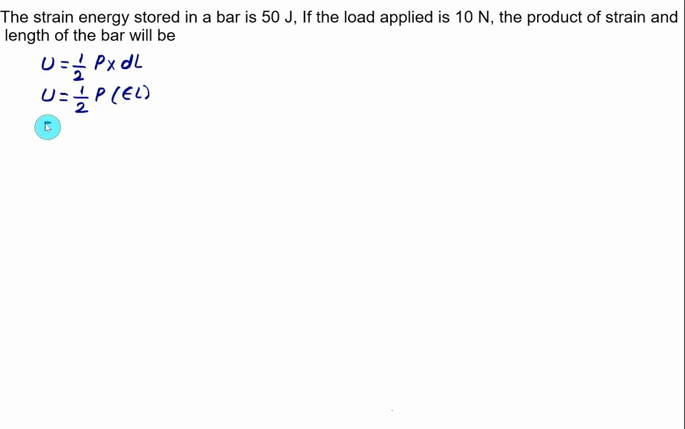This time we have strain energy 50 equal to 1 by 2, and we have load P equal to 10 Newton, multiplied by epsilon into L. The unit of this quantity is Newton meter and that of P is Newton. It means that the value of epsilon L will be in meters: 100 divided by 10, that will be equal to 10 meter.